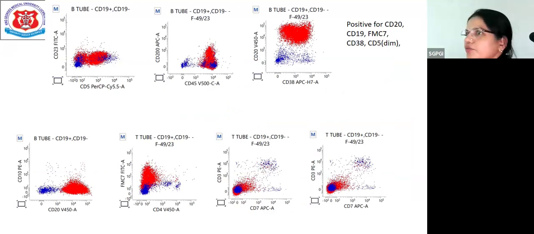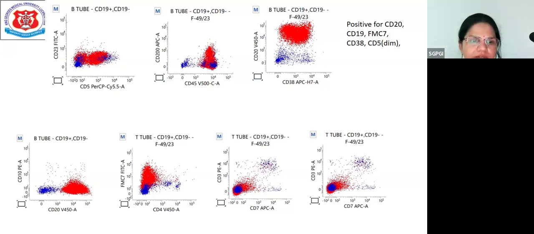So in flow plots, you can always take the help of the internal controls. For the T markers, the few T lymphocytes that are present will be internal control. For B markers, the normal few B lymphocytes will be present, that will act as the internal control. For CD10, your granulocytes can act as the internal control. So CD5 is heterogeneous here, CD23 is negative. What about CD200? You can say dim and heterogeneous. CD45 is bright. CD20 is bright, and CD38 is heterogeneous.